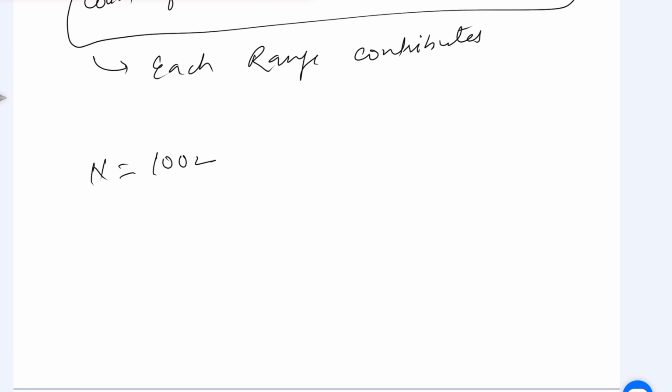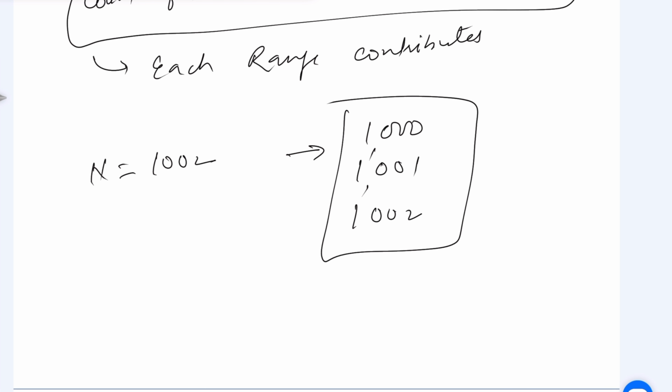Okay, so what are the numbers with commas? How will the numbers come? They can come like this: 1000, 1001 and 1002. So these are the possible numbers with commas. Each has one comma, right? Here one comma, one comma, one comma, each has one comma.